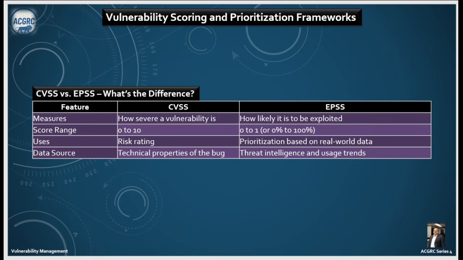Scoring: EPSS is 0 to 1, while CVSS is 0 to 10. Usage: CVSS is used for risk rating, while EPSS is used for prioritization based on real world data. The data source for CVSS is the technical properties of the bug, whereas for EPSS it's threat intelligence and usage trends.